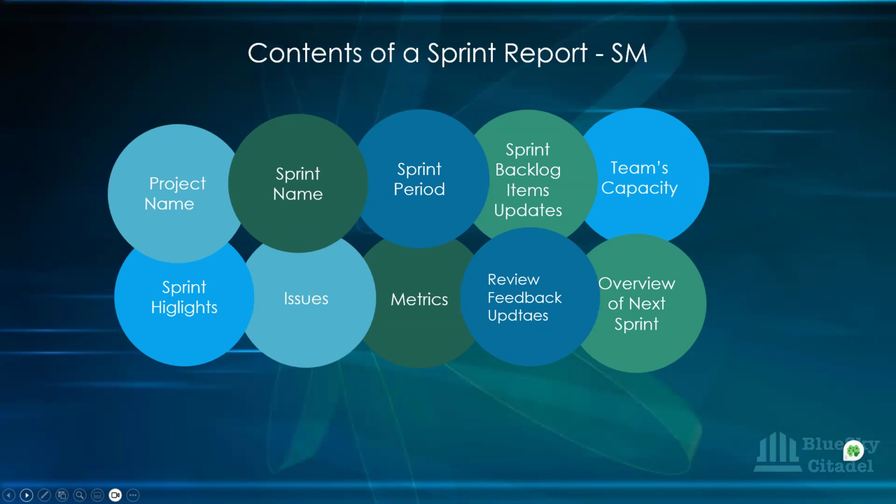So you want to specify the sprint that you're reporting on, the sprint that the report is all about, like sprint 1, sprint 2. You put that there. And in front of that, you also want to put your sprint period, the start date and the end date of that sprint, like maybe 1st of April to 14th of April. You want to put that there also for them.